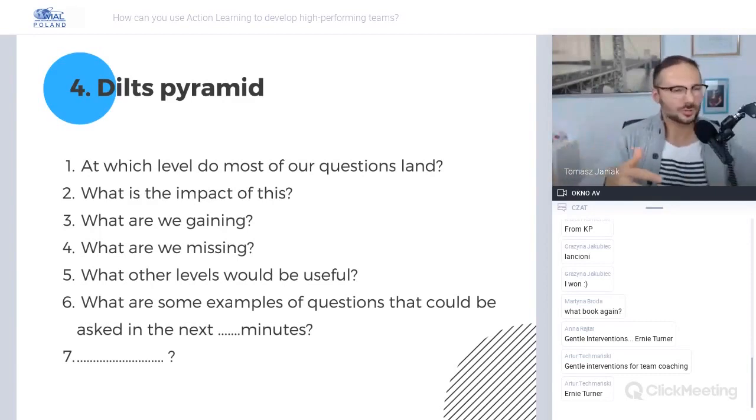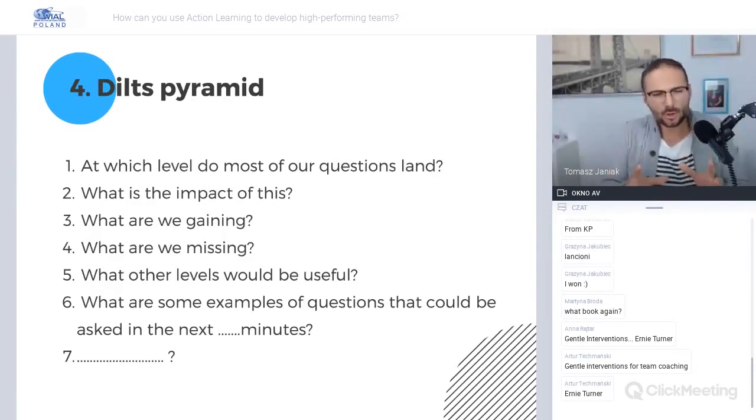So, dear team, what do you think? What other levels would be useful to use in our discussion here? What are some examples of questions that could be asked in the next 20 minutes? Things like that. So I basically draw their attention.